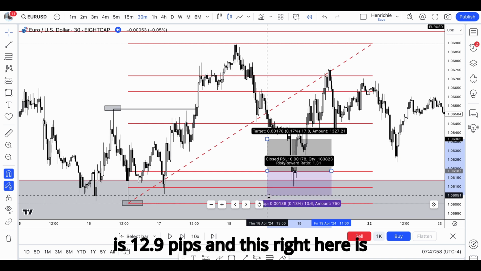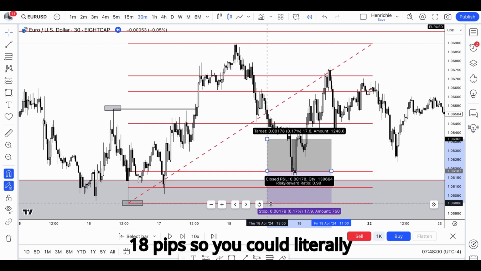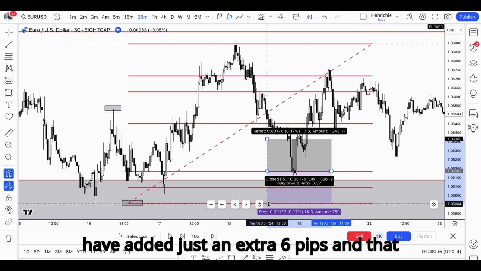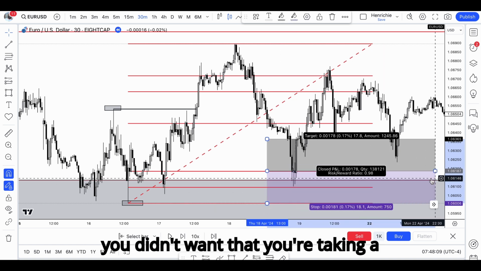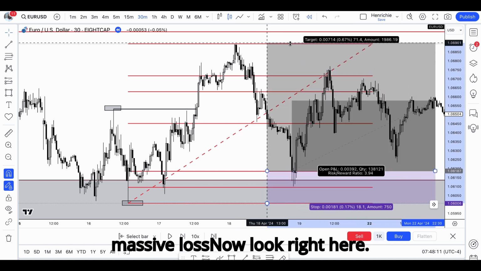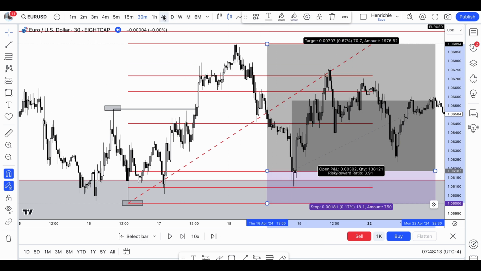This is 12.9 pips, and this right here is 18 pips. So you could literally have added just an extra 6 pips, and that would have saved your trade. But because you didn't want that, you're taking a massive loss. And look right here.